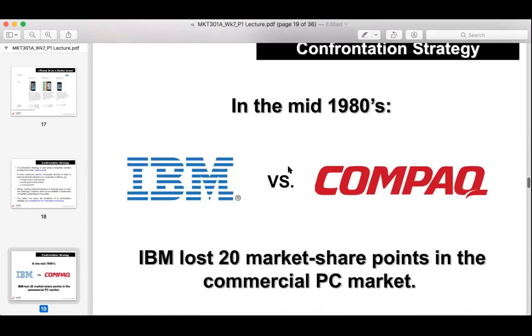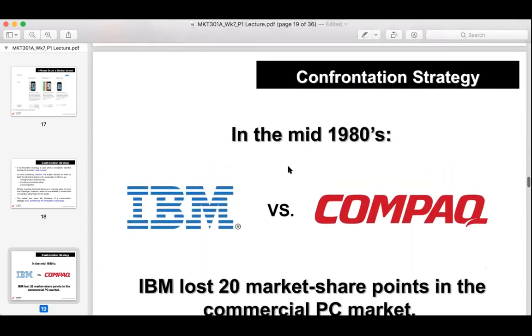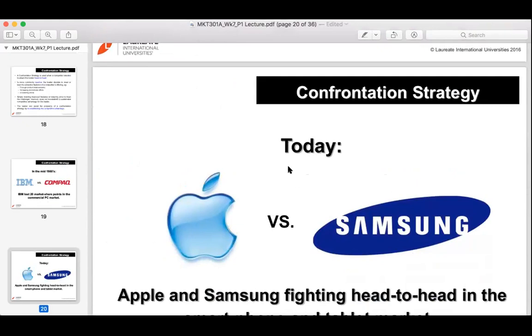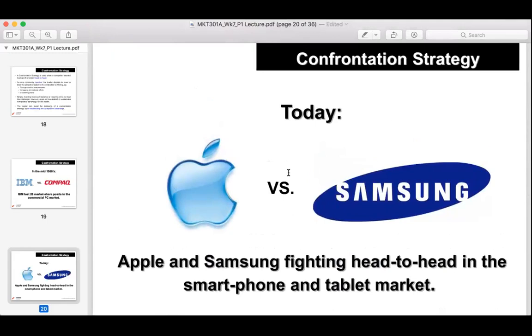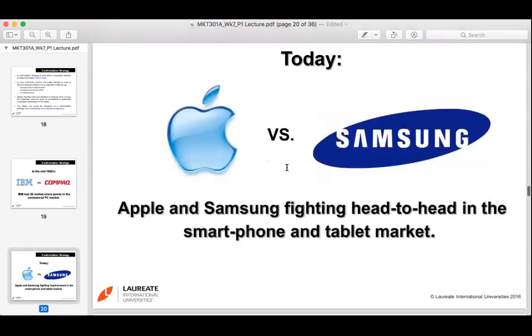Next is a confrontation strategy, such as in the 1980s, IBM and Compaq. That's basically the confrontation strategy that they adopted at the time, and today we also know Apple and Samsung pretty much in competition, in the confrontation strategy, fighting head-to-head. If you look at some consumer electronic categories such as mobile phone and tablet computer, for instance, these two brands, especially in the mobile phone category, are basically rivals in the competition.